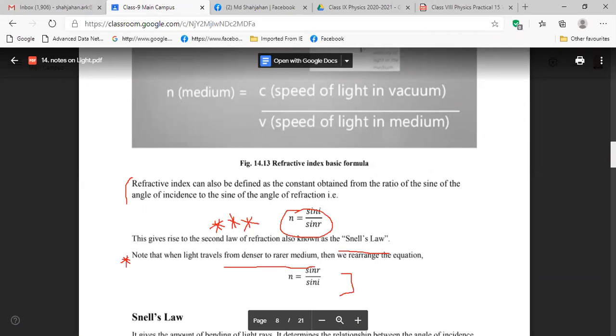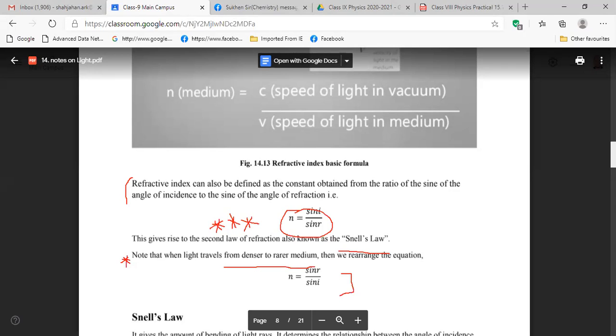Sir, I have a question, sir. Sure. Sir, why do we need to rearrange it, sir? Because you know already one thing, that the refractive index of the medium which is denser, that one is greater, isn't it?